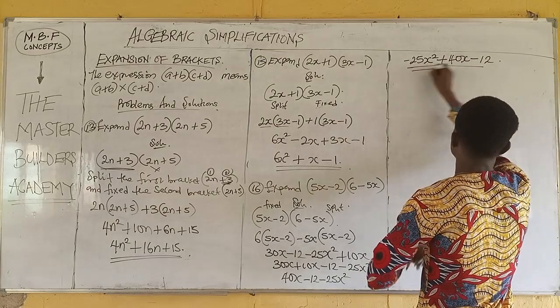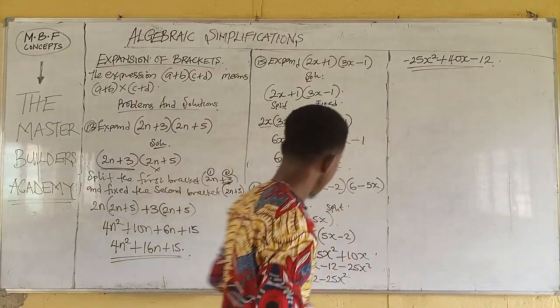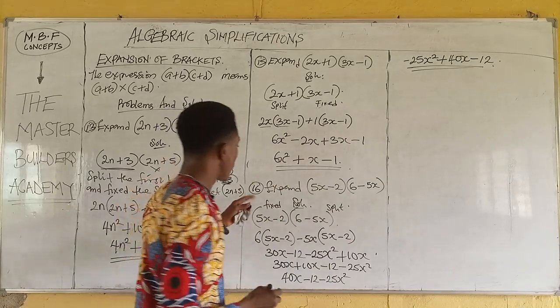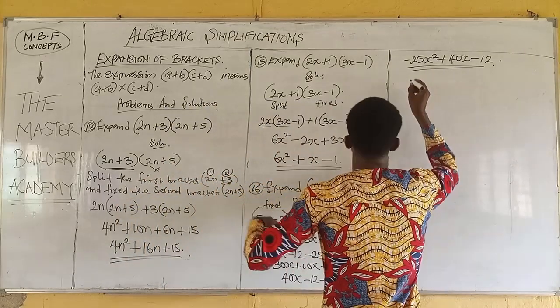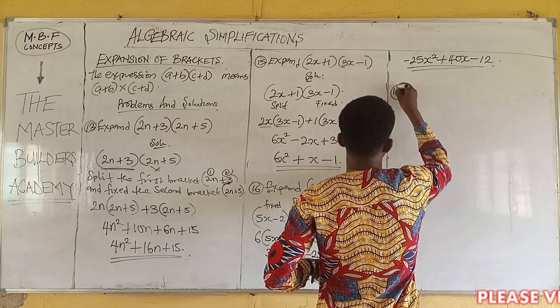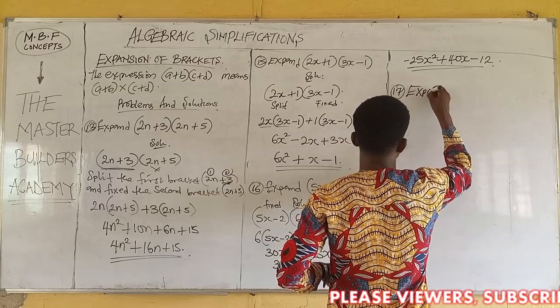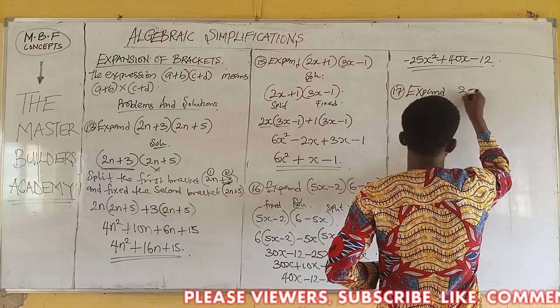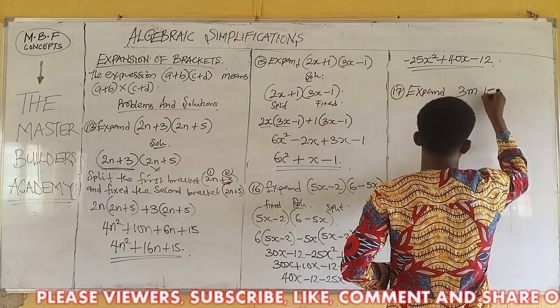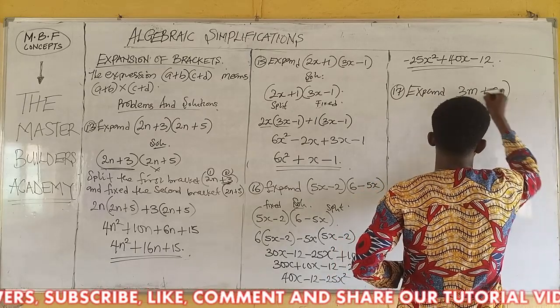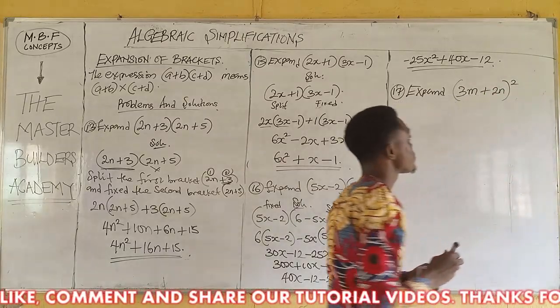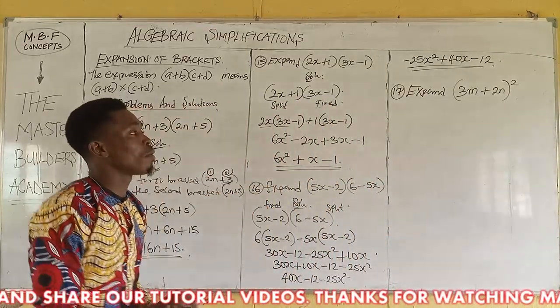This is the answer to this very question. Now we move on to question number 17. We are asked to expand (3m + 2n) all squared. Yes, guys, this is exactly what we have.